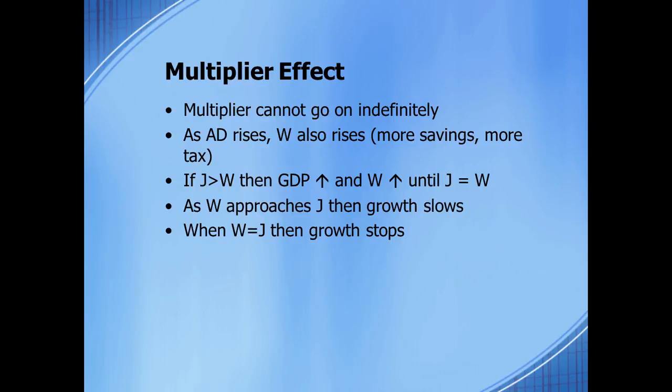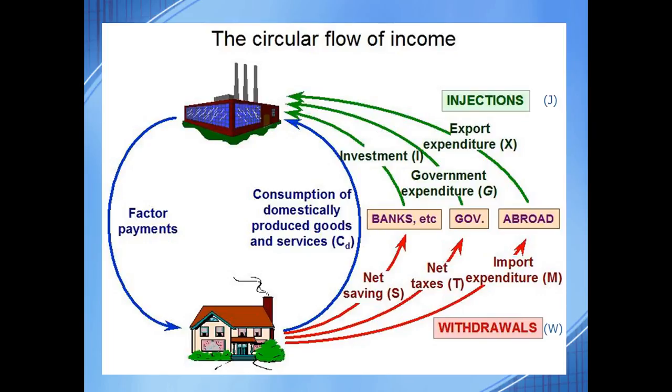So just to remember, if the injection is greater than the withdrawal, the GDP rises and withdrawals increase. And as withdrawals approach the injection level, then growth slows, and when the withdrawal equals the injection, growth stops. So we can actually see here that the money is injected into the economy, aggregate demand increases, factor payments, but some does leak out, some goes into the banks as we've discussed before, and some goes back to the government in the form of tax, and some goes abroad. So it's something we'll be discussing further in the lectures.